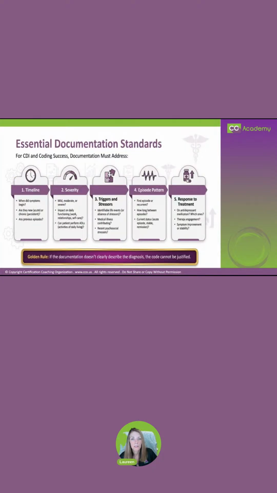So what does the documentation need to include for CDI and coding success? We're going to use this little checklist. So first, we need to consider the timeline. When did symptoms begin? And are they new or chronic? Any previous episodes? You've got to have that documented.